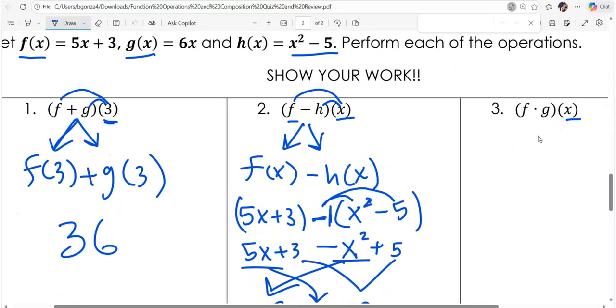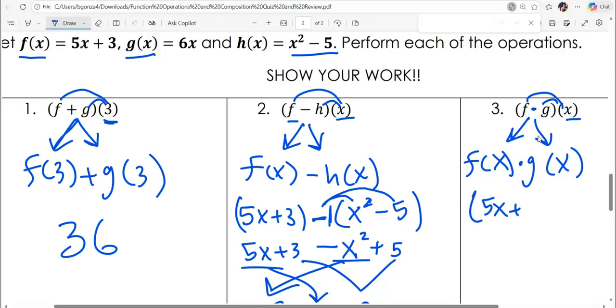Okay. Once again, split it up. You can't have one, you got to have two. Split it. f of x times g of x. Okay. What is f of x? 5x plus 3? No, because it's an x right here. There's no number. All right, g of x is what? 6x?